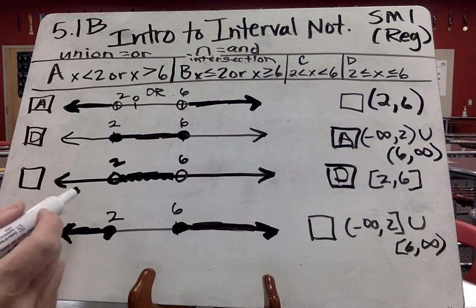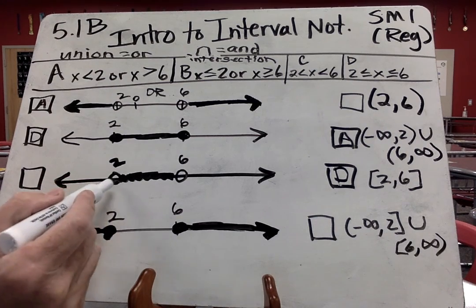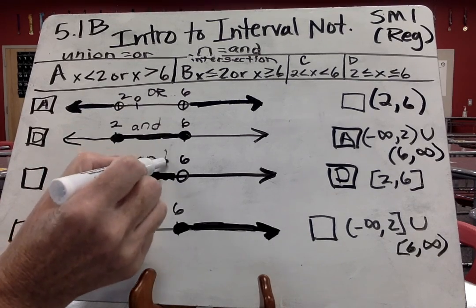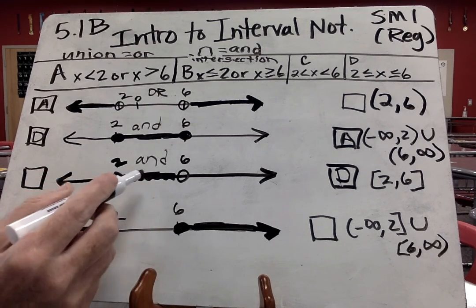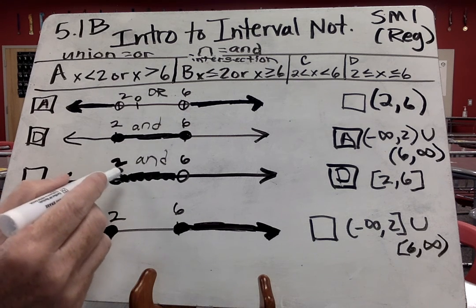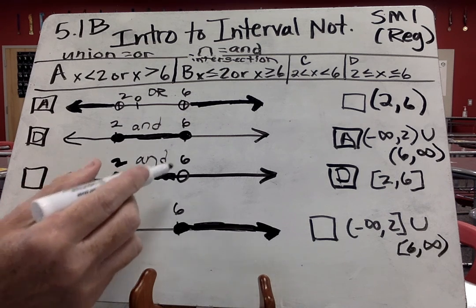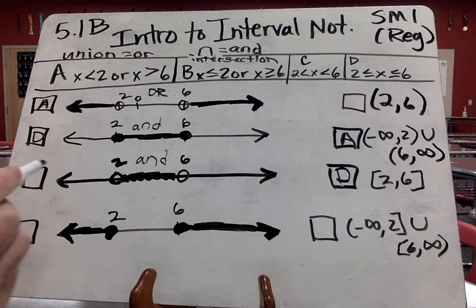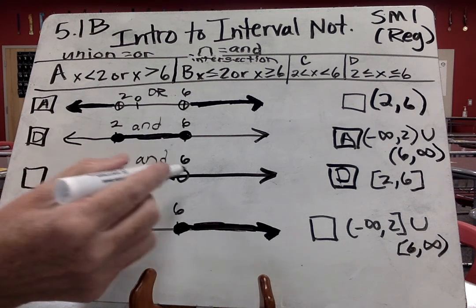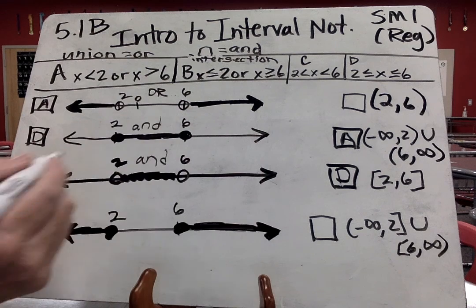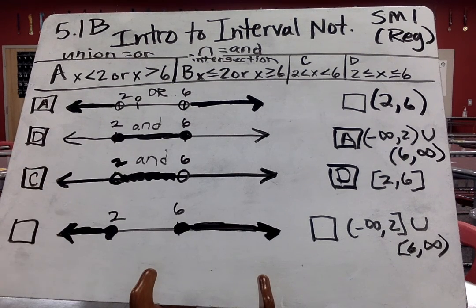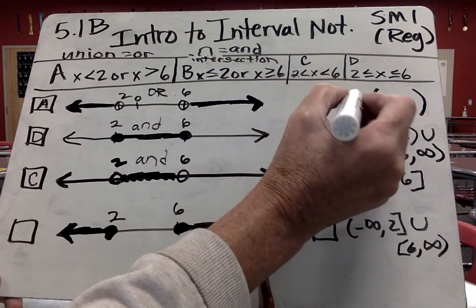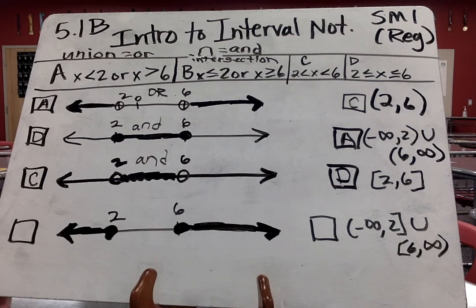Okay, now I go to the next one, and this one is also an and. 2 is less than x and x is less than 6. So that's put together, and it does not include 2 or 6, so that would be C. And again, it doesn't include 2 and 6, it's the interval in between. That would be going up here with C right there.